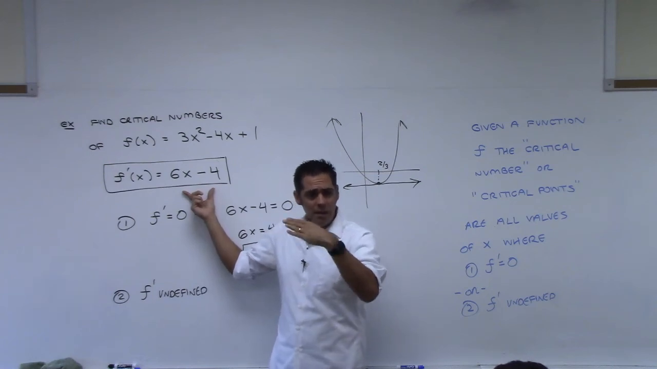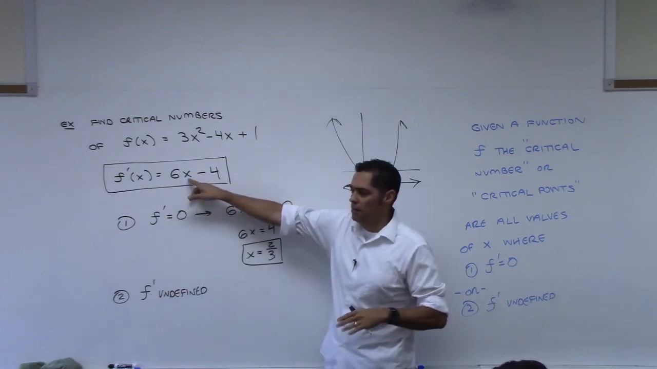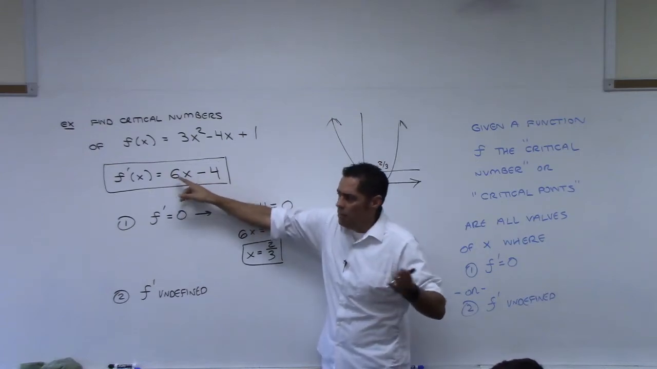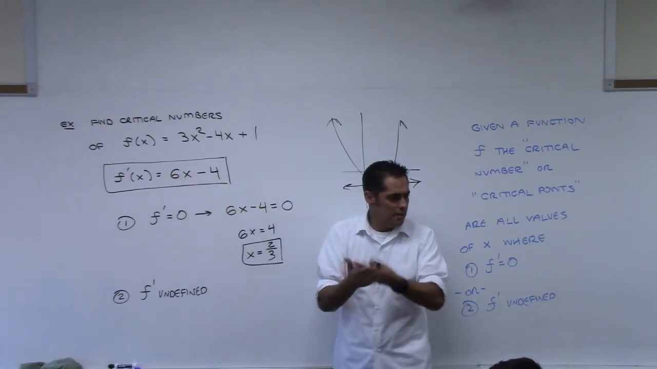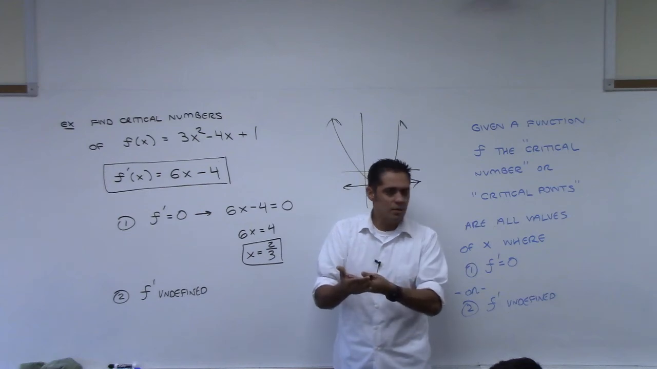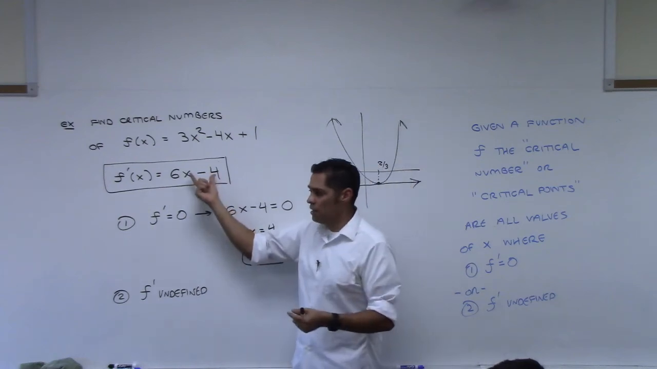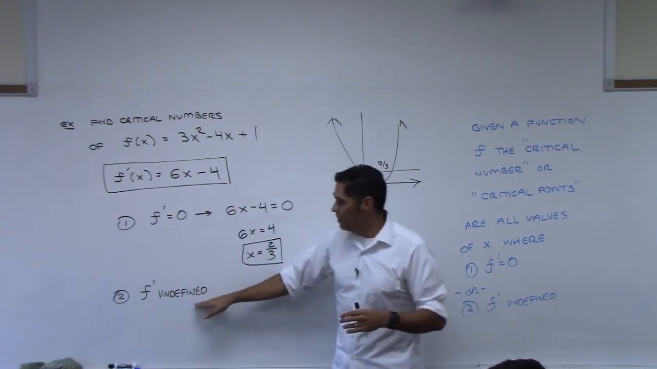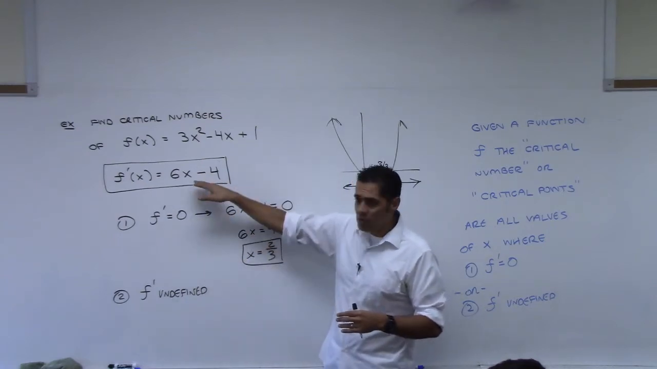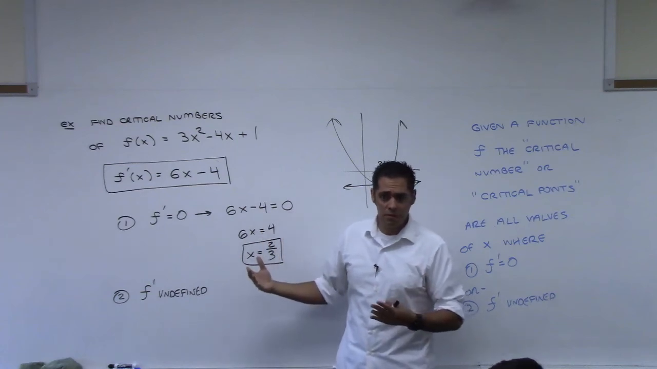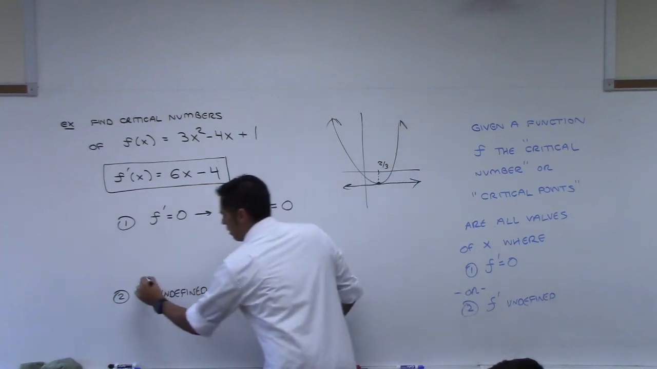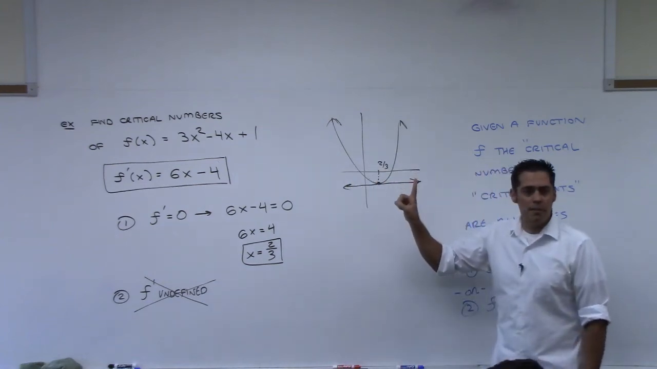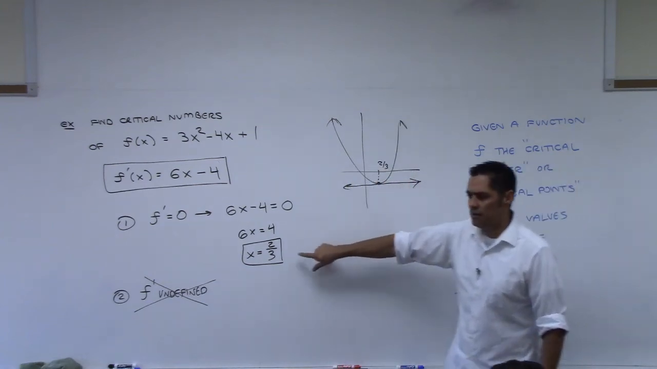You following me? You could just plug any number you want in here, and you're never going to have a problem. 6 times that number minus 4. You're always going to be able to compute that, no matter what number I give you. So there are no issues with this particular function. This never happens. I'll do another example where we will have this happen, but this one, there's no issues. So there is only one critical number for this function, and this is it.